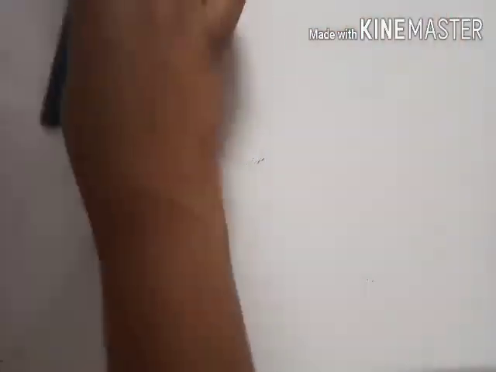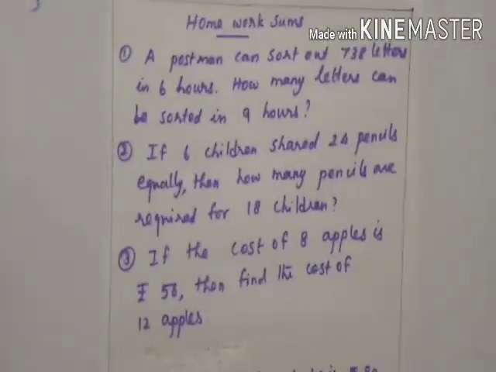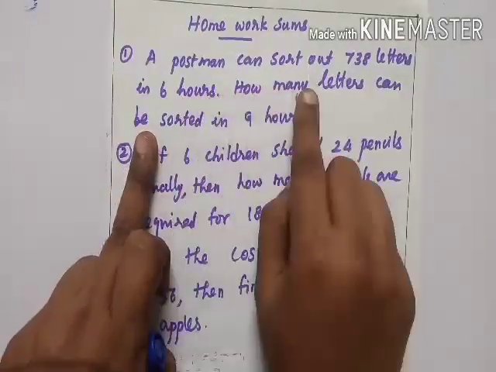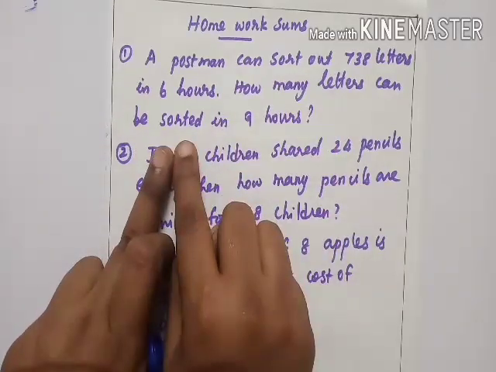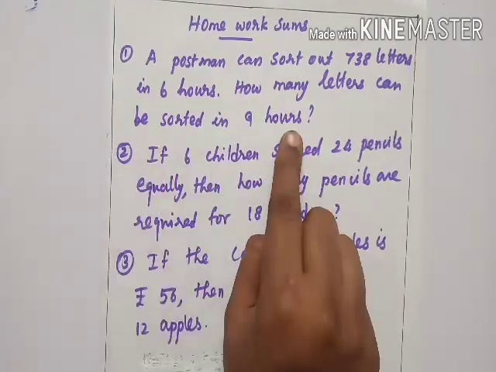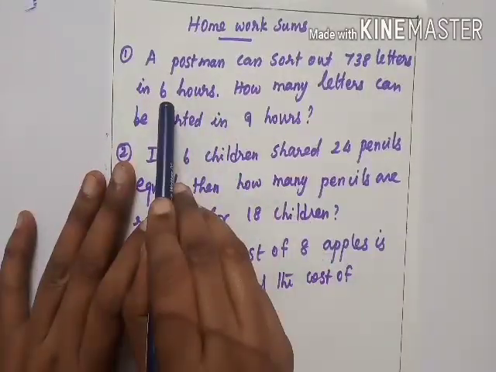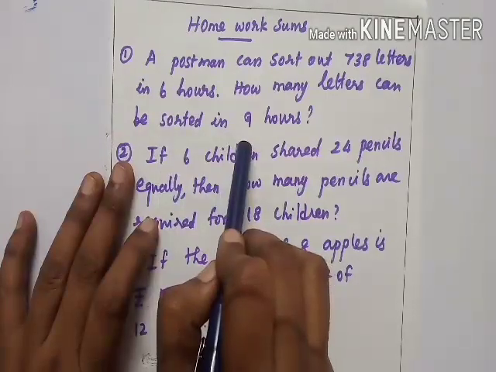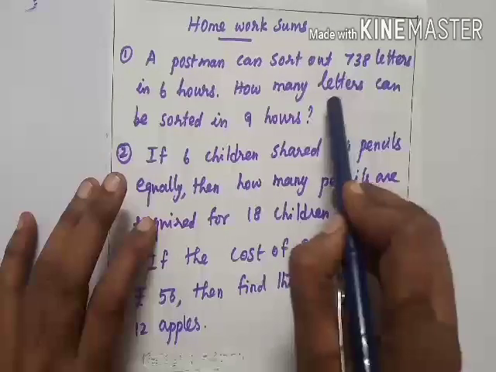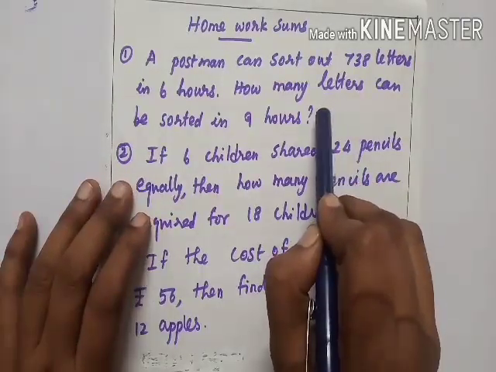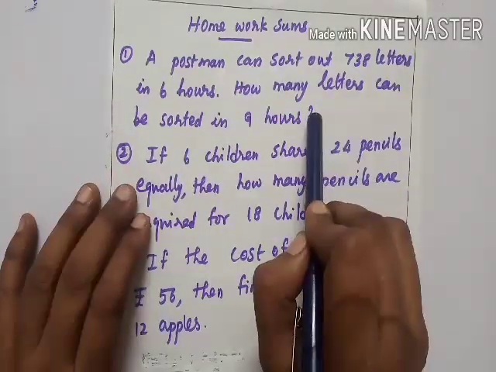The same method, that is same direct proportion sums. See here, first sum. A postman can sort 738 letters in 6 hours. How many letters can he sort in 9 hours? That means what you have to do? Time taken is 6 hours, here 9 hours. When time increases, definitely the number of letters also increases. So this is in direct proportion. x1 by y1 equal to x2 by y2. Using the tabular column, find out the answer, right?